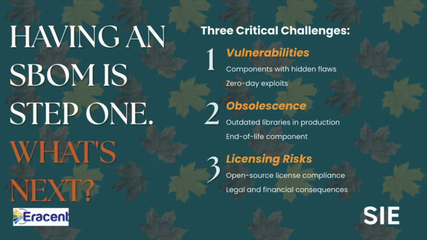Okay, thank you for that, Latoya. So moving on, we're going to go into operationalizing SBOMs. Having an SBOM is step one, but what do you do with it? Organizations are looking to solve three main challenges when operationalizing SBOMs. The three challenges are vulnerabilities, such as components that have hidden flaws; obsolescence, outdated libraries that quietly remain in production; and licensing risks, so open source licenses that can create legal or financial consequences.